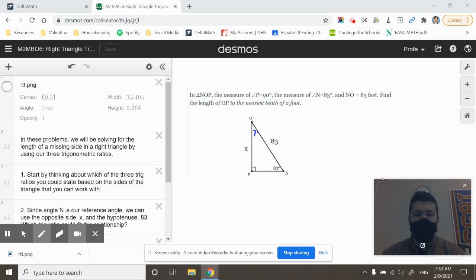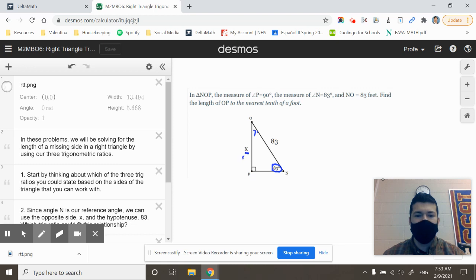So if I want to calculate the value of x, I wrote down some steps right here. First, I want to think about which trig ratio to use, and I'm going to pick an angle, the angle 83. What trig ratio could I set up using the sides that the triangle gives me? It looks like I'm looking for side x.